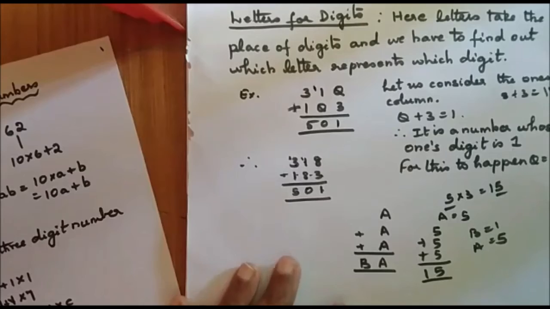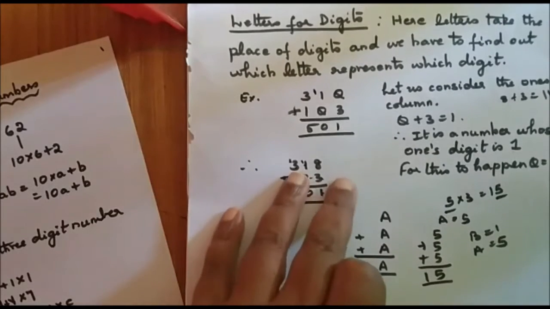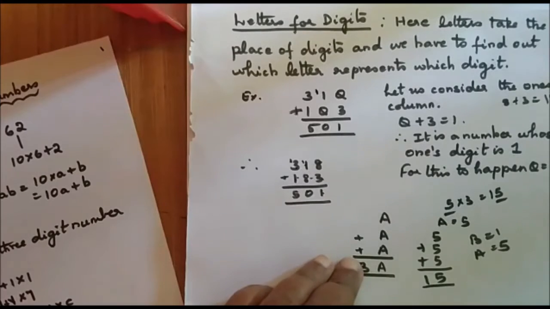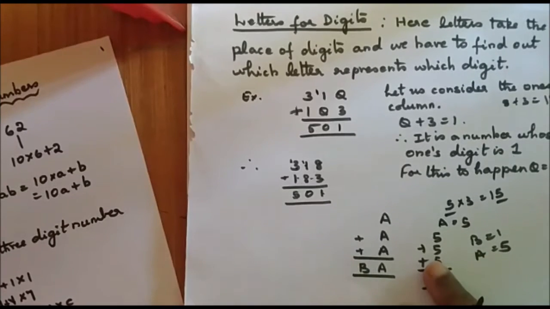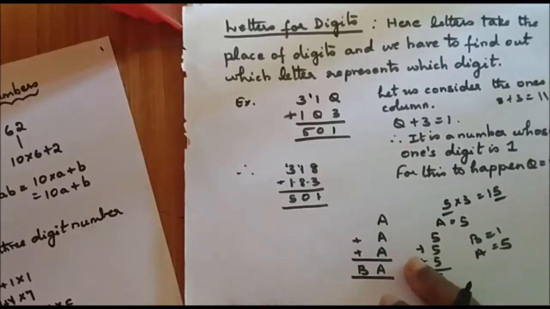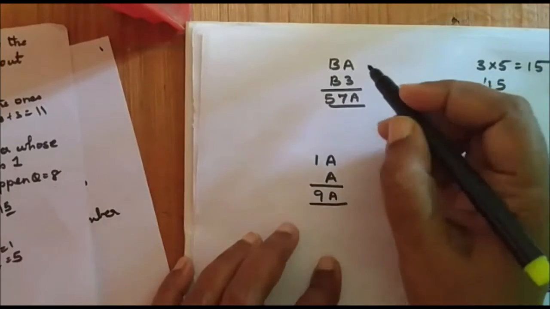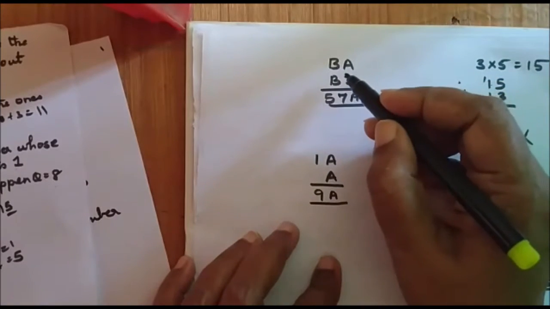I hope you get this. So which is the number with which I multiply so that I get the same number in the units digit? It is 5 into 3. So this is how we solve this problem. Now we'll go to the next one. This one is a little tougher than the other one.